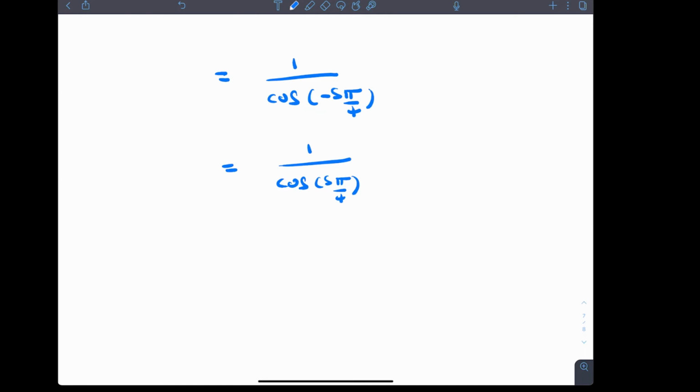Cosine is even. Is that true? And then you go, oh, 5 pi over 4. We know where that is. Reference 5 pi. I think we just found that. What was that? 1 over square root of 2 over 2. And I think that was what? Negative. Is that true?